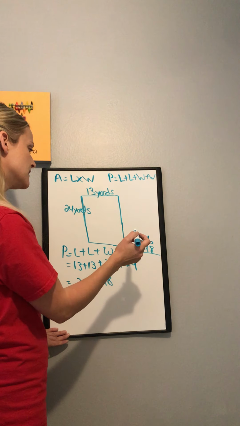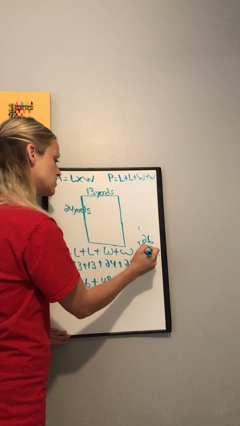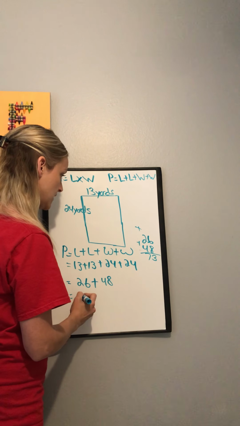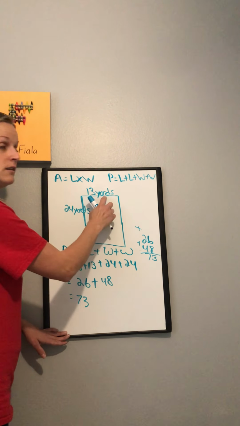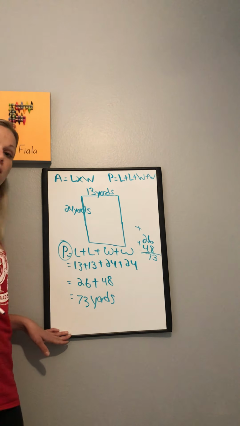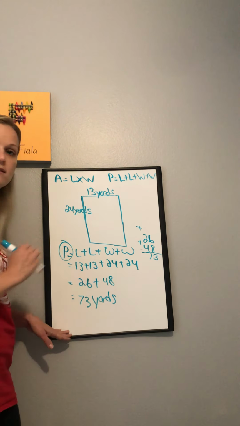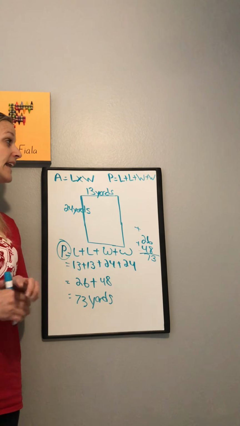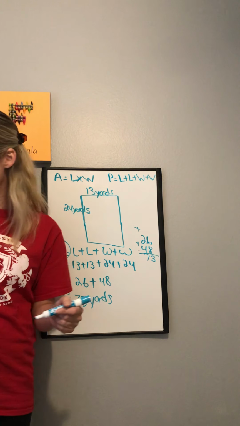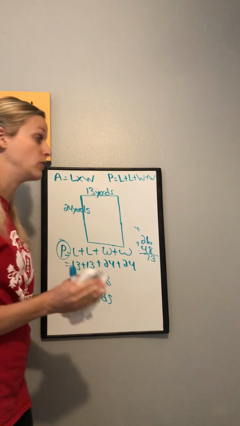8 plus 6 is 13. 4 plus 2 is 6 plus 1 is 7. So your answer here is 73 yards. Not squared because we're talking about the perimeter. So it's just yards, okay? And that's again if the length and the width are given to you, okay? That's how we find area and perimeter.